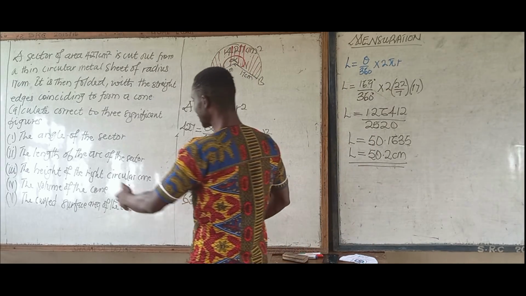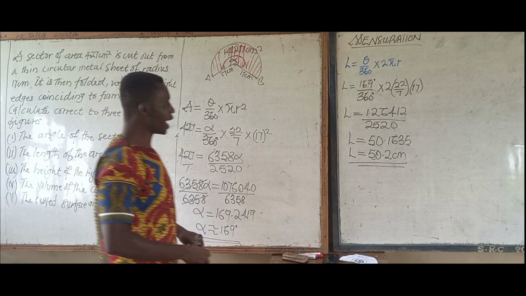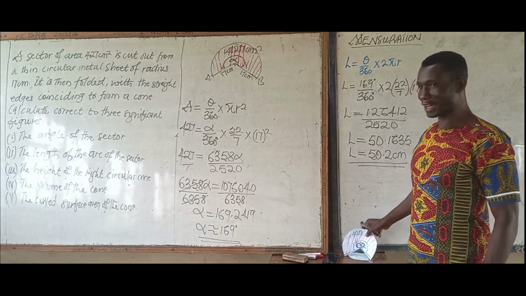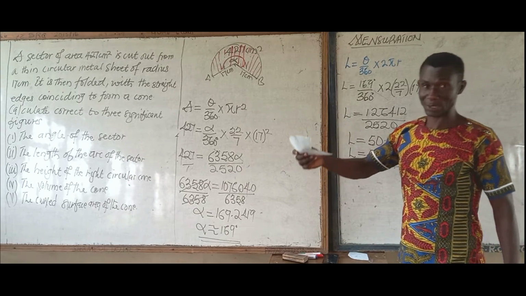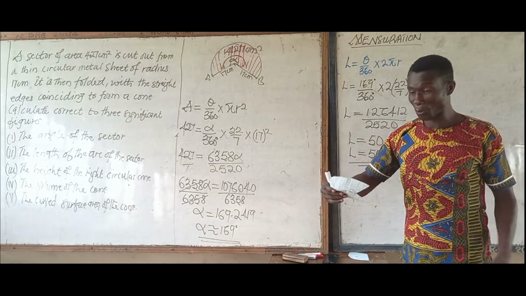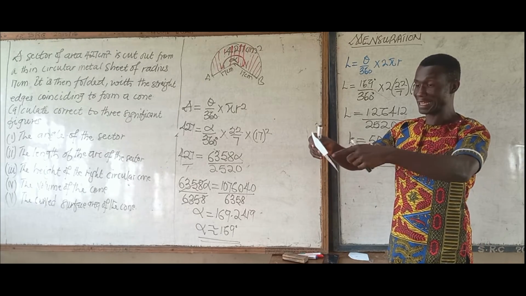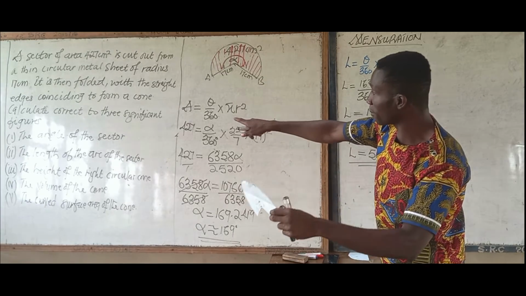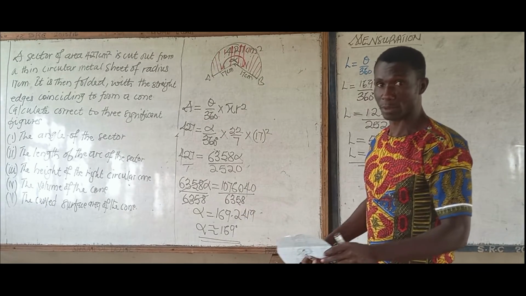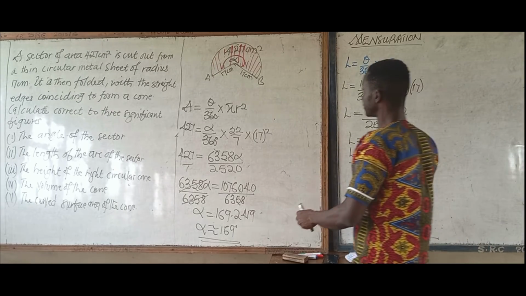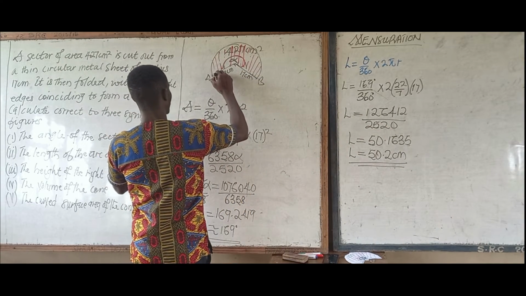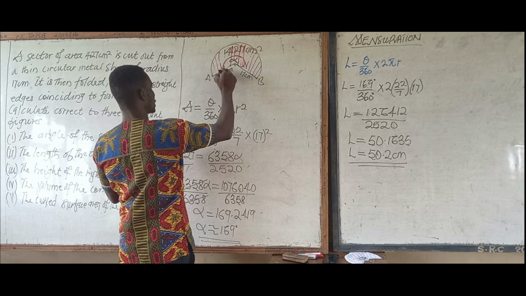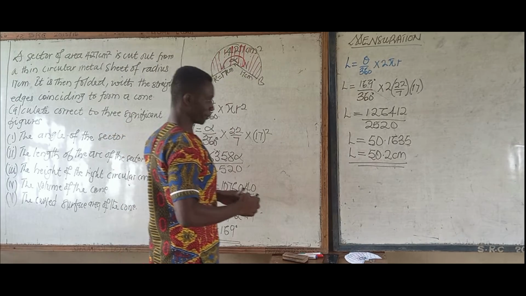Now, the next is the height of the right circular cone. The question says that the area of that circle that was cut was folded with the straight edges, the radii, coinciding to form a cone. You see, look at this. This one is the radius of the circle also. Let me make a capital R, radius of the circle. What is 17? Look at it carefully.